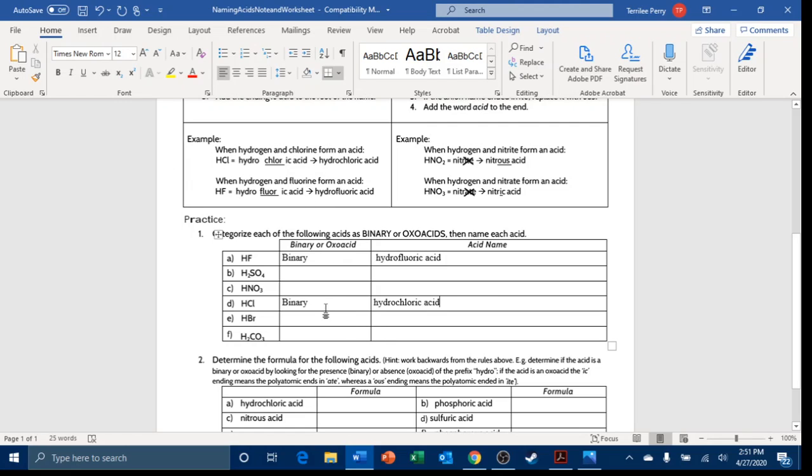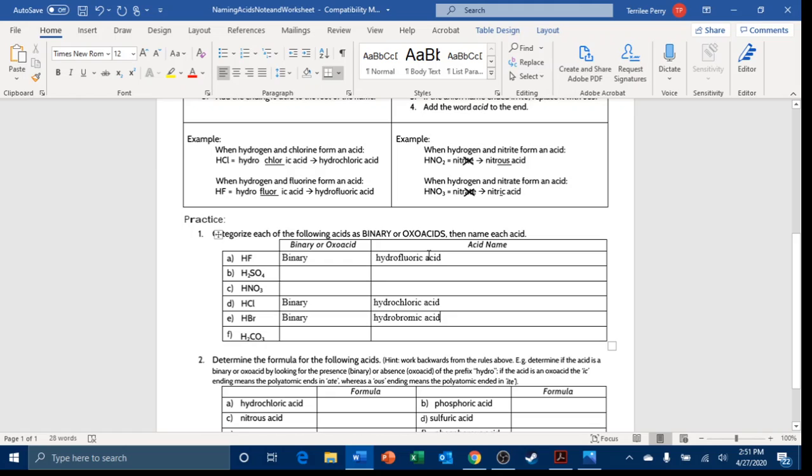Okay, all right, let's do one that's not in the example. HBr is binary because it's just hydrogen and one other element. So let's put binary on this one. Then you have hydro because it's binary. And then bromine is Br, so it's BROM. And then ic acid. Okay, and that's how you do the binaries.